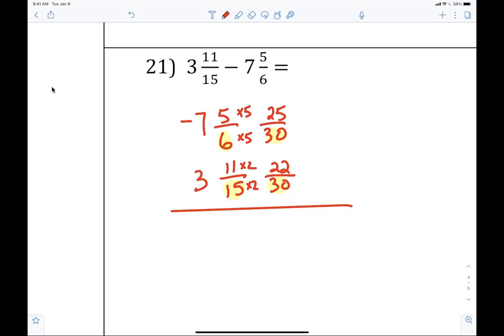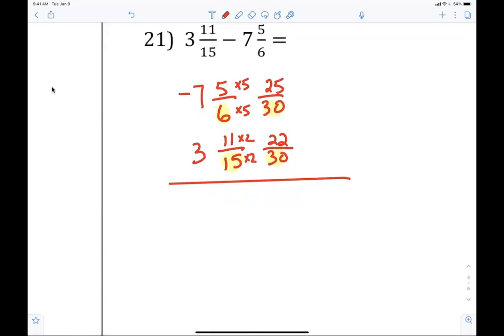And so now when we subtract, what do we get? So you get 4 and 2 and 3 over 3. And now do we have to reduce? Yes. So you should be able to tell me 4 and 1. Yes, negative 4 and 1/10.